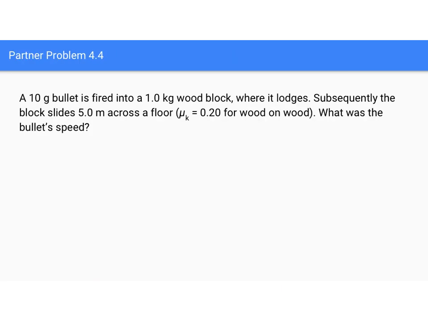So here's another partner problem, same concept, except it's a little bit more tricky. The bullet is fired into the wood where it lodges, and then it slides across the floor. What was the bullet's initial speed? This is actually a really complex problem because we're going to have to use a little bit more with forces, with this friction concept here, to solve for the acceleration of the block. And knowing the acceleration of the block and the distance it traveled, I have to figure out its initial velocity.